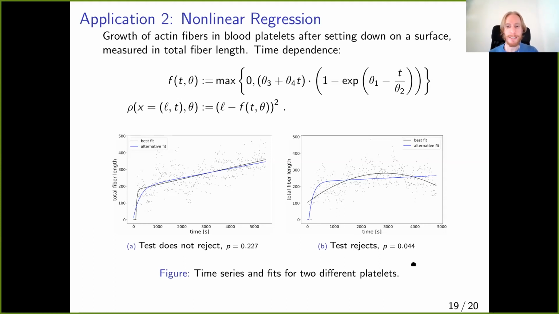But from this test alone, one wouldn't immediately expect that, because in this case, the test rejects and the test tells us this black curve is actually unique. However, looking at the black curve, we would say, well, it's not good.